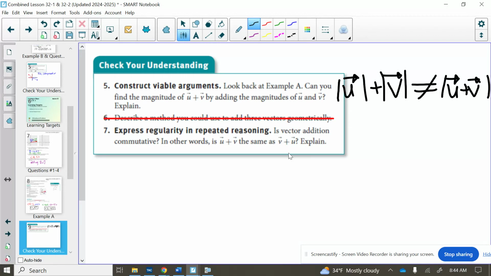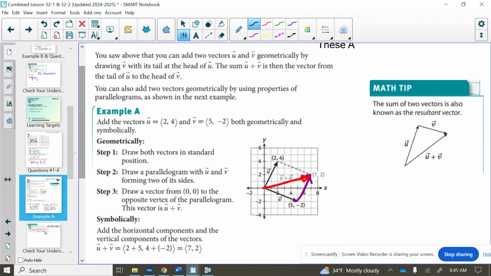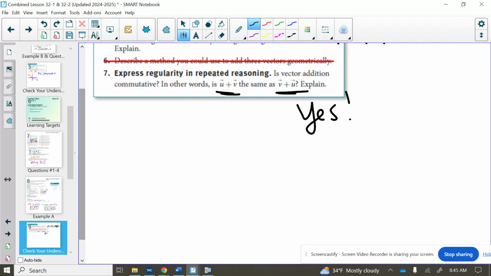Now, in the idea of vector addition, is it commutative? So can you do u plus v or v plus u? The answer is yes, and we showed that graphically over here when we were talking about tip to tail on these, because it does not matter, the same resulting vector will occur each time.